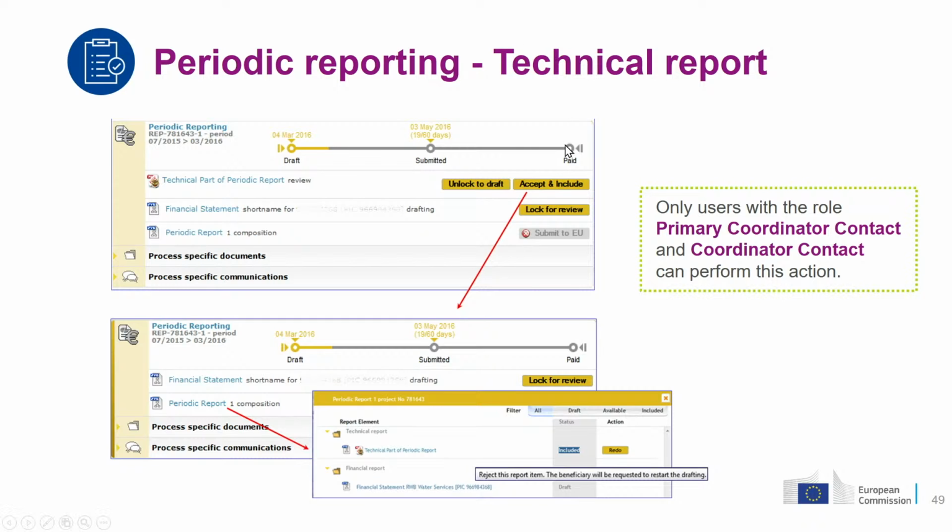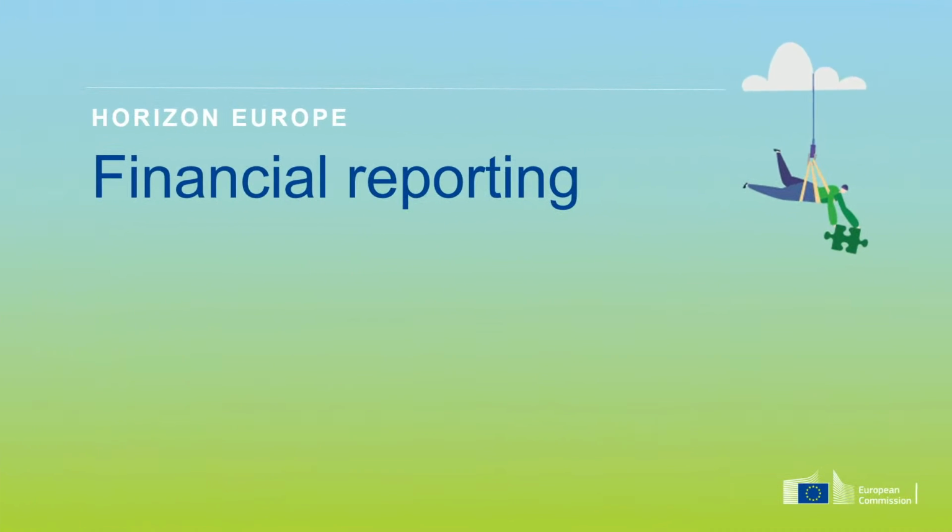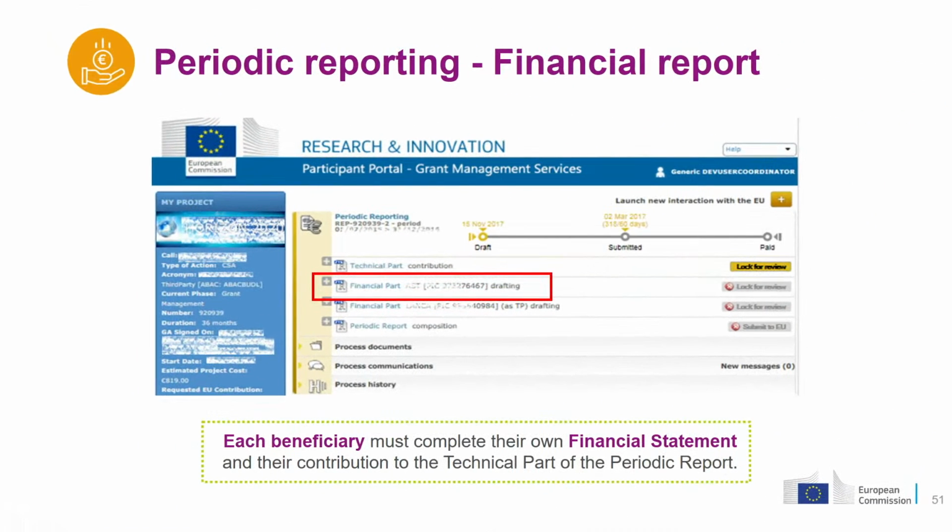The coordinator can, for each beneficiary, accept and include the contribution to the technical part. And the same happens, as we will show, for the financial part. There is a financial part that each beneficiary has to fill. So you enter the costs that you want to claim for this reporting period. Maybe if you have a third party, you need also to fill the financial data for them. You can log for review, and then for each beneficiary, you submit your financial part.